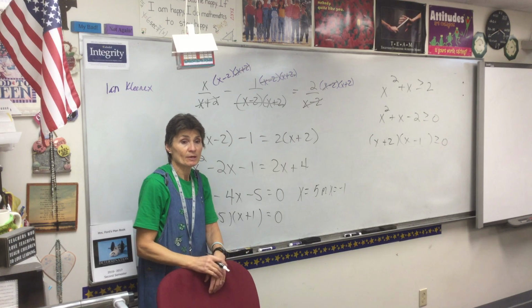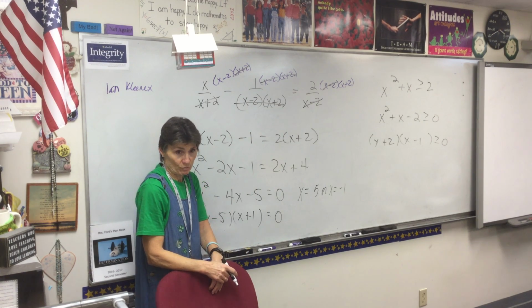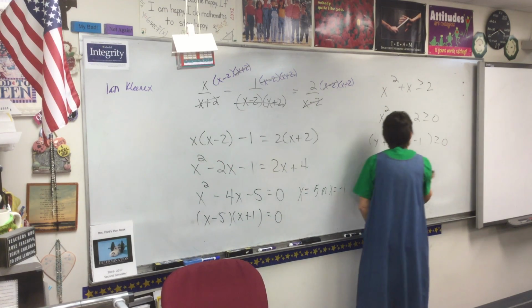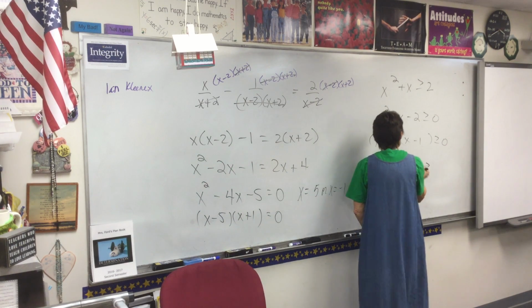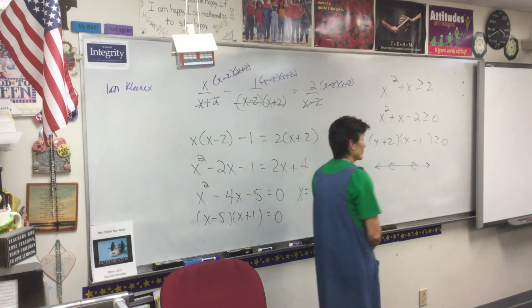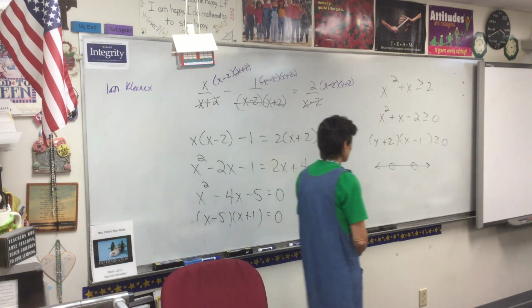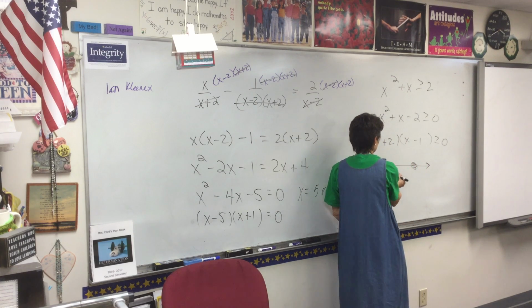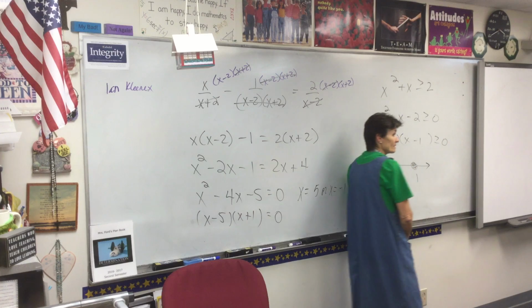This is an inequality. So now we draw our number line. We're going to put 2 dots on the number line. Open or closed? Closed. Both of them closed. The dots will be at -2 and +1.